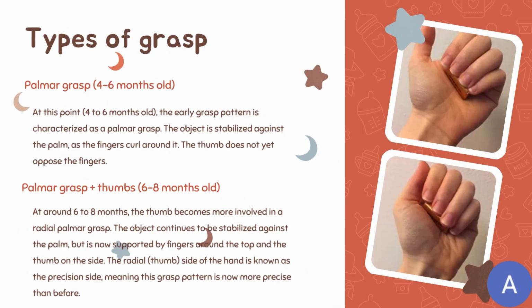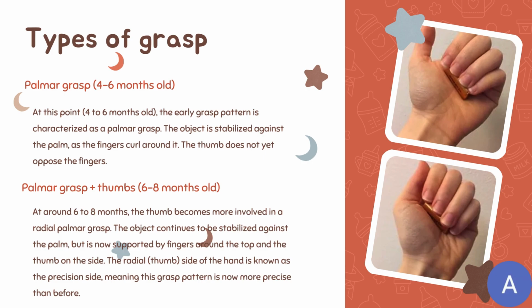Now let's take a look at the types of grasps. For the first 4 to 6 months old, usually babies tend to use palmar grasp. The early grasp pattern is characterized as palmar grasp. The object is stabilized against the palm as the fingers curl around it. The thumb does not yet oppose the fingers.